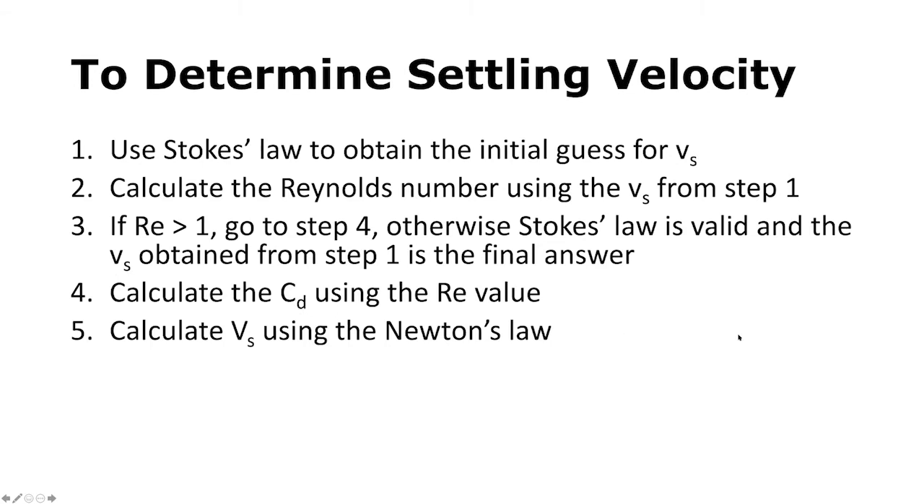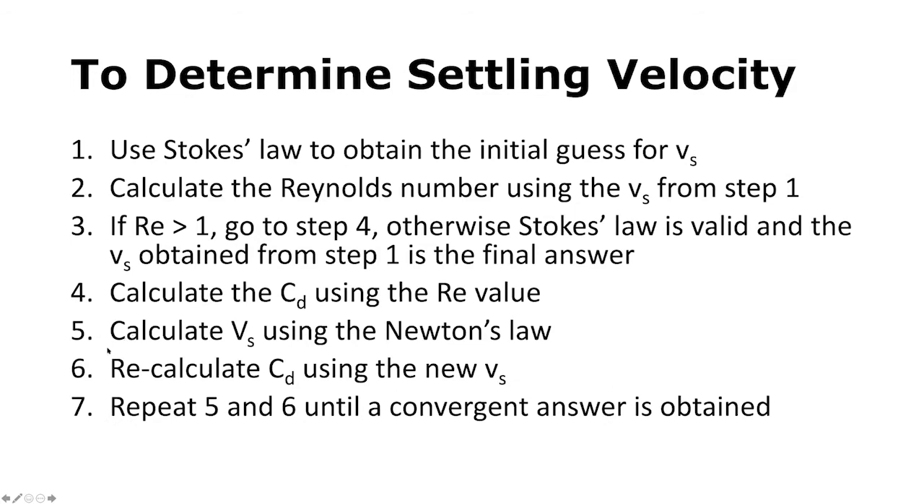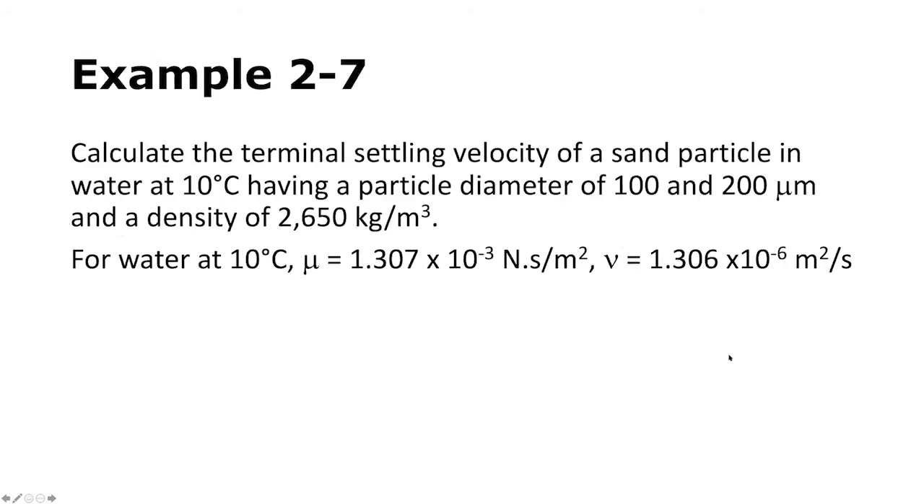So you can see that at this point it becomes an iterative process, where we would recalculate the drag coefficient using the new settling velocity and repeat steps 5 and 6 until we get convergence in the estimate of the settling velocity. Convergence being defined as, we continue to repeat these steps 5 and 6 until the settling velocity that we're calculating using Newton's law is not really changing much from one iteration to the next.